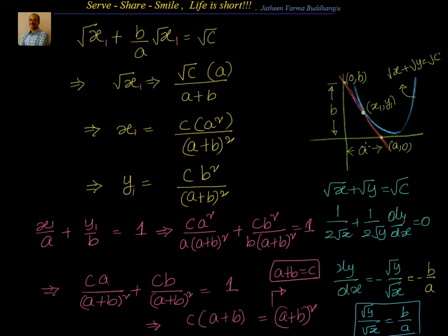If you cancel them, that will give you a plus b is equal to c, which tells me that the sum of intercepts, x and y intercepts, made by the tangent line to the curve root x plus root y equal to root c is nothing but equal to c. That's how we can prove that.